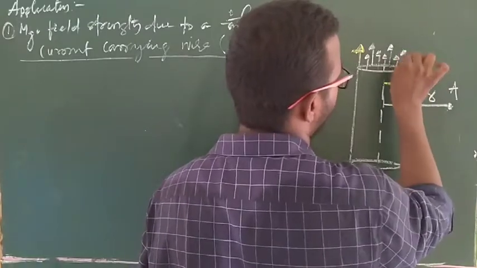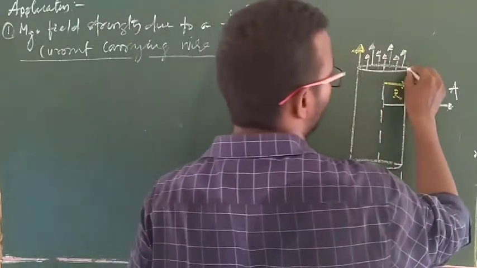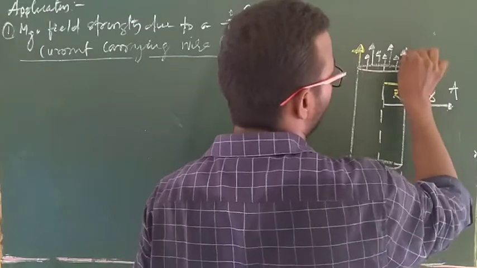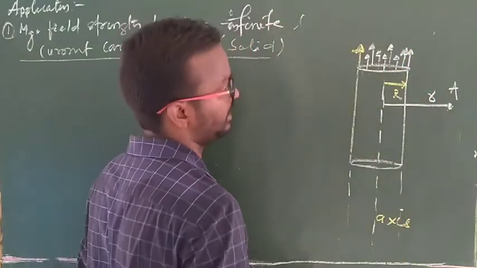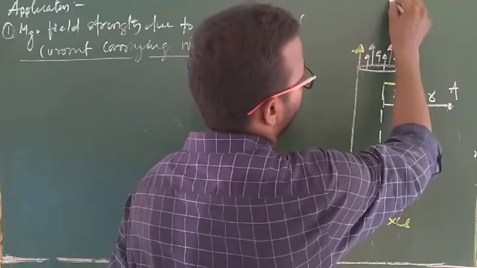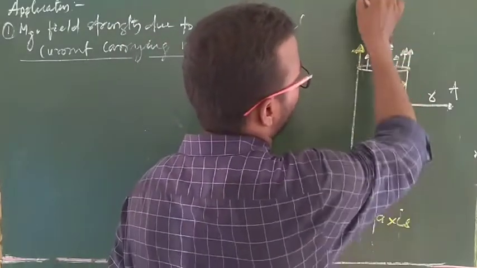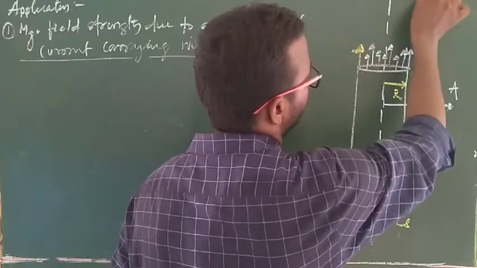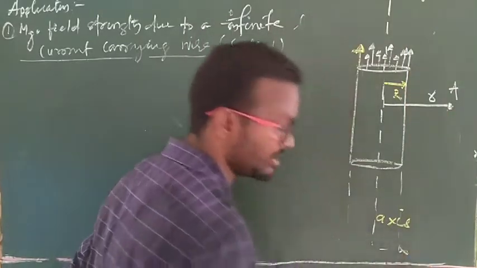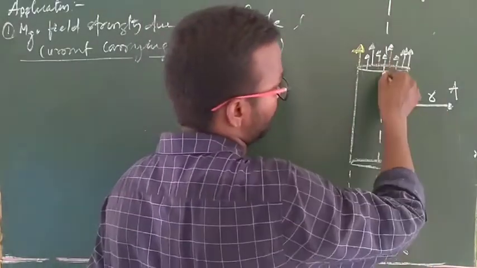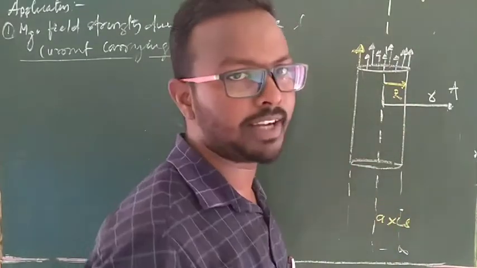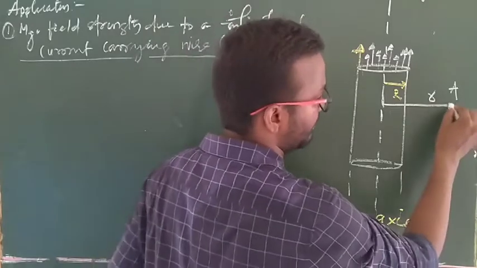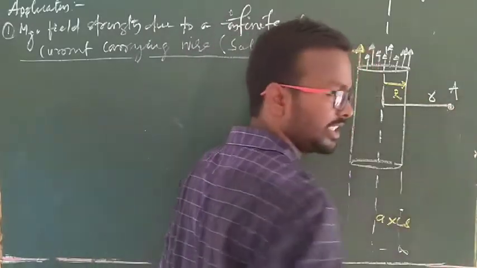Due to the solid cylinder, total current flows through the surface and also within the cylinder. This is the solid element, and this is the axis of the cylinder, which is an infinite cylinder. This is plus infinity, and this is minus infinity. Clear? We have to find magnetic field strength at point A, which is outside the cylinder.